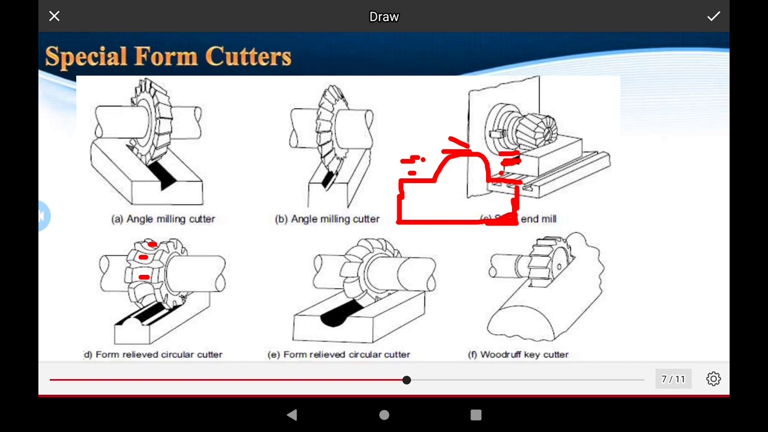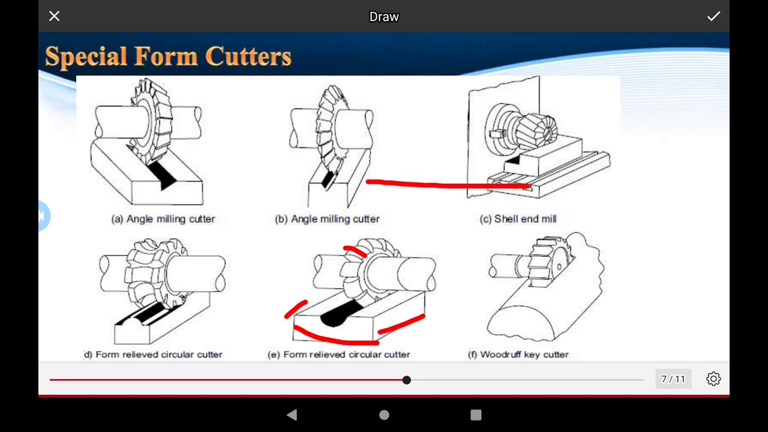And this is another form of the tool, also used in the form of the relieved circular cutter, okay. In this operation, this is the workpiece, and the tool is used for the circular motion of the cutter. This is the workpiece, and the tool is designed to achieve the design of the workpiece, okay. This is the circular part of the workpiece, okay.